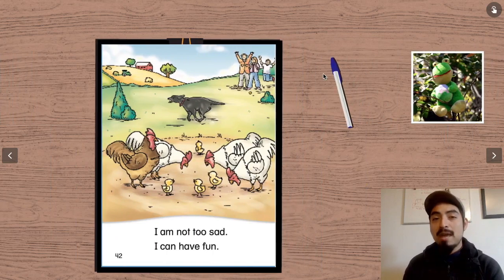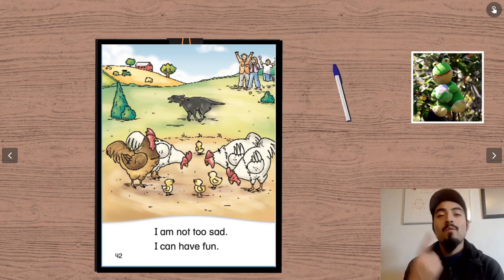This is the last page of the story. First, take a look. Pay attention. Can you see the animals? Can you see the farm? Can you see the 3 pals? Yeah. So now let's read together for the last time. 1, 2, 3. I am not too sad. I can have fun.